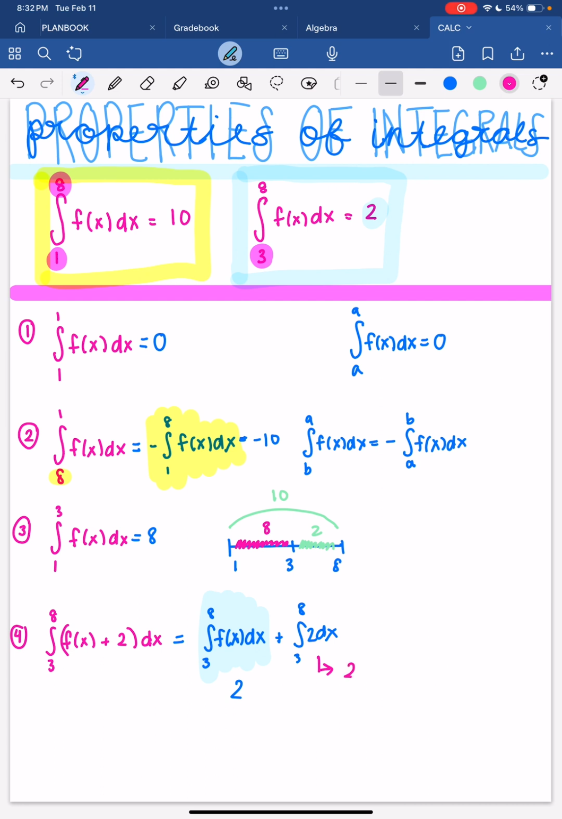So 2 integrates to 2x from 3 to 8. Remember, you always plug in the upper bound first. So we replace x with 8, minus replacing x with 3. That's 16 minus 6, which is 10. And then let's bring it over here. So our final answer is going to be 12.